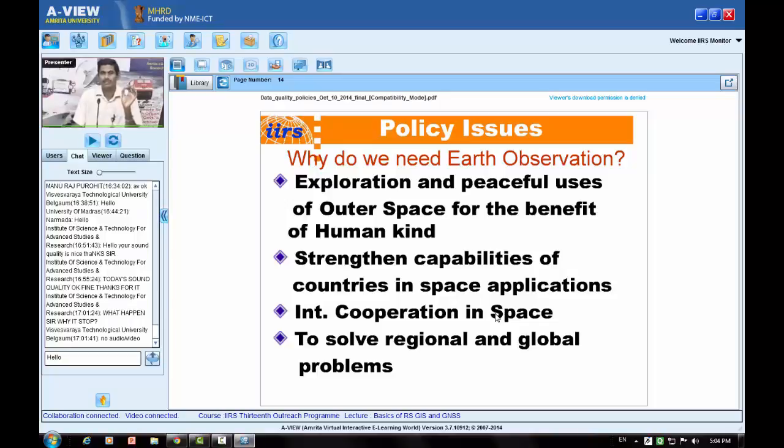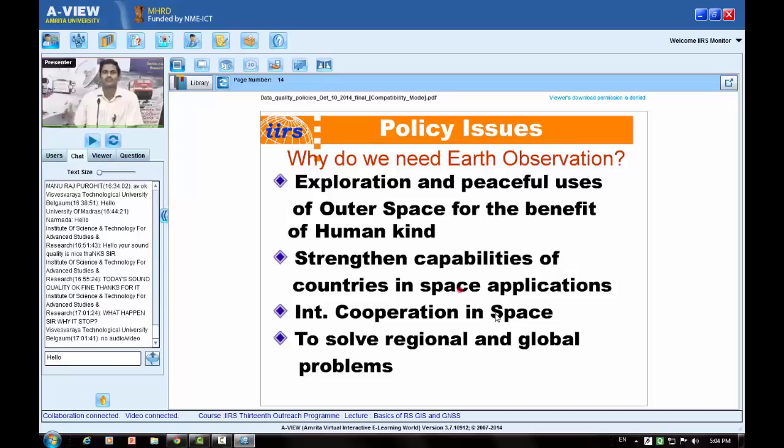That was a problem because these aerial photographs were restricted to only certain applications. So that played an important role in our not being able to use aerial photography. The technology is there, and it is capable of giving a lot of information and can be used for many developmental activities, but we are not able to use it because of the remote sensing policies. Good policies will help for the peaceful uses of outer space, and also strengthen the capabilities of countries in space applications.